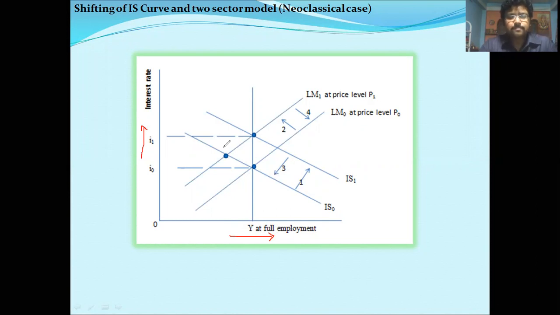that makes the goods market in equilibrium, and the LM curve is a locus of all the combinations of real output and interest rate that makes the money market in equilibrium. Okay, so it is known to you. So today we will try to spread some light on the shifting of IS curve.